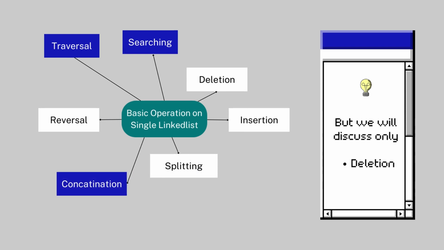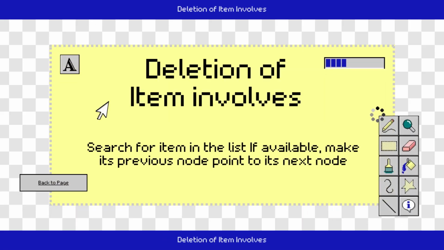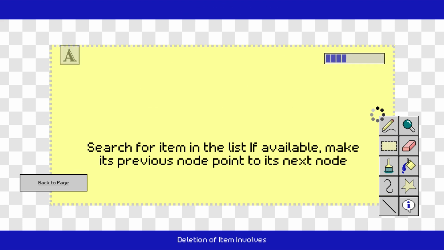Alright, basic operations on a singly linked list. We can perform insertion, deletion, searching, traversal, reversal, concatenation, and splitting. But here we will discuss only deletion. Deletion of an item involves searching for the item in the list. If available, make its previous node point to its next node. So we just change the address of its previous node to point to its next node.